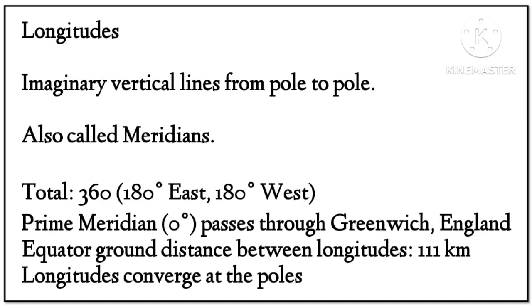Longitude: imaginary vertical lines from pole to pole, also called meridians. Total 360, including 180 degree east and 180 degree west. Prime meridian, 0 degree, passes through Greenwich, England. At the equator, ground distance between longitudes is 111 kilometers. Longitudes converge at the poles.